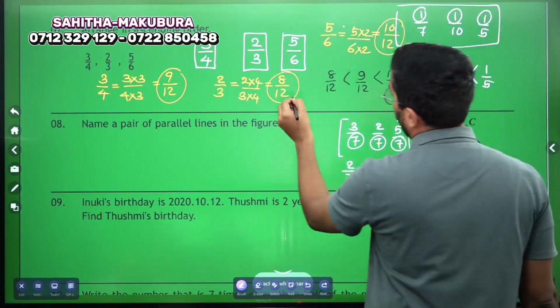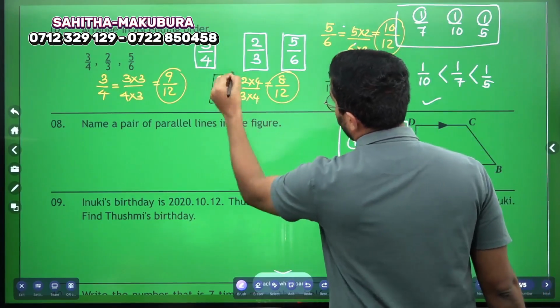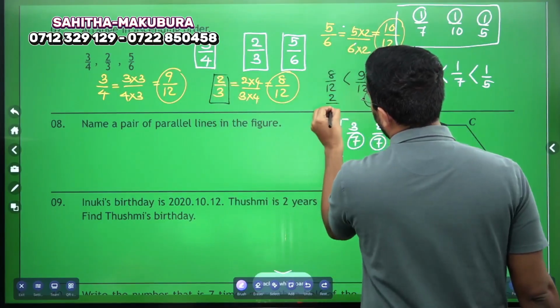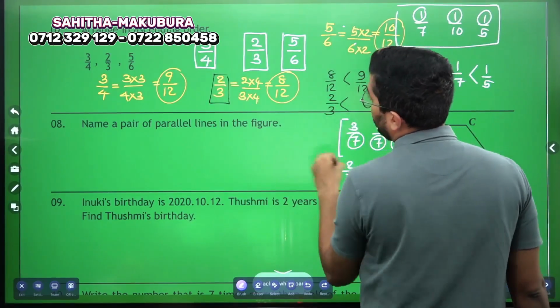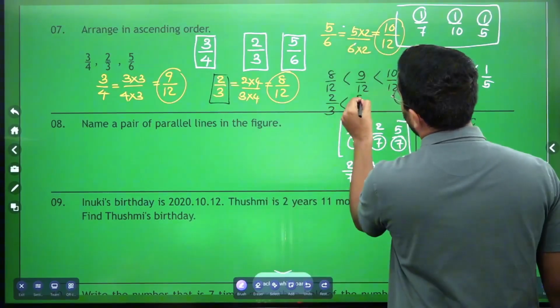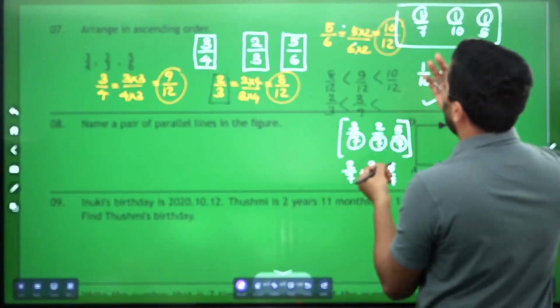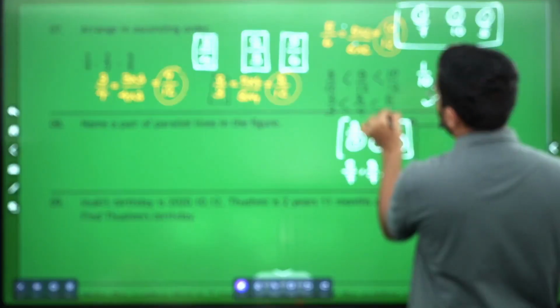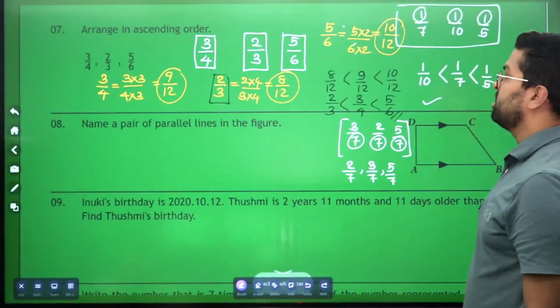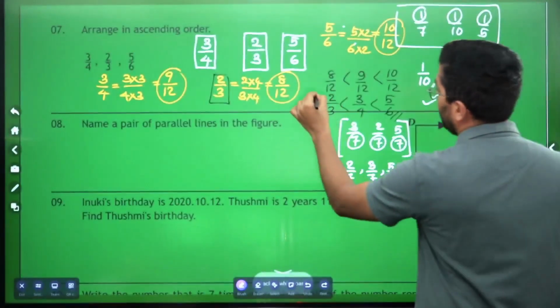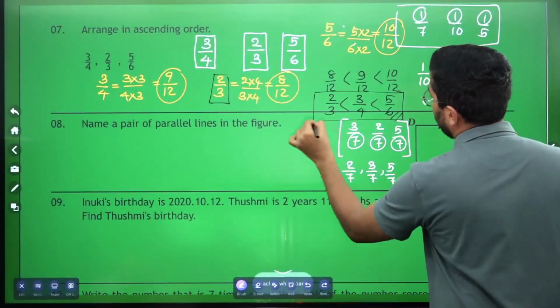Instead of 8 over 12, the fraction given in the question is 2 over 3. Instead of 9 over 12, the fraction given in the question is 3 over 4. Instead of 10 over 12, the fraction given in the question is 5 over 6. So this is the final answer.